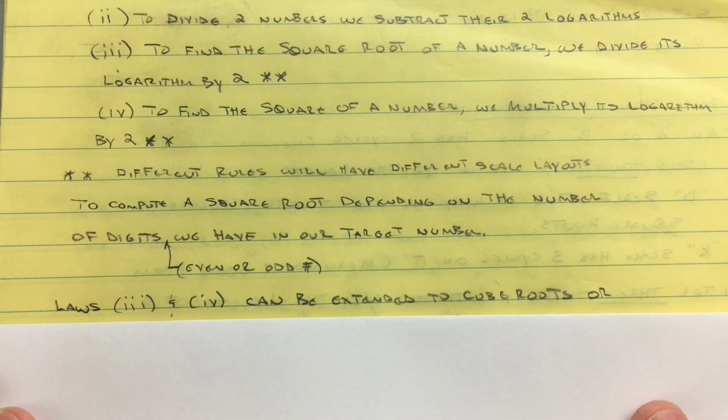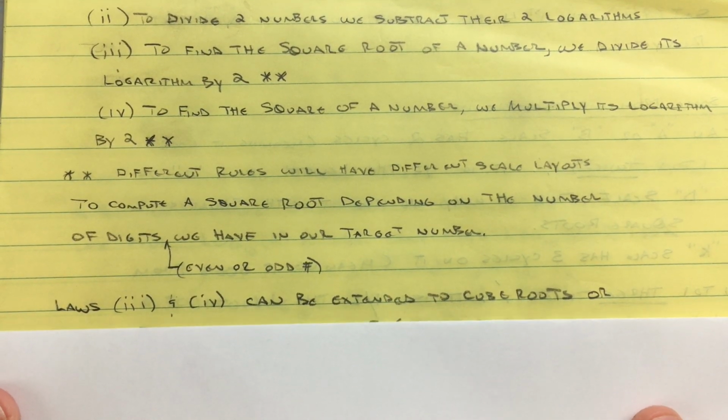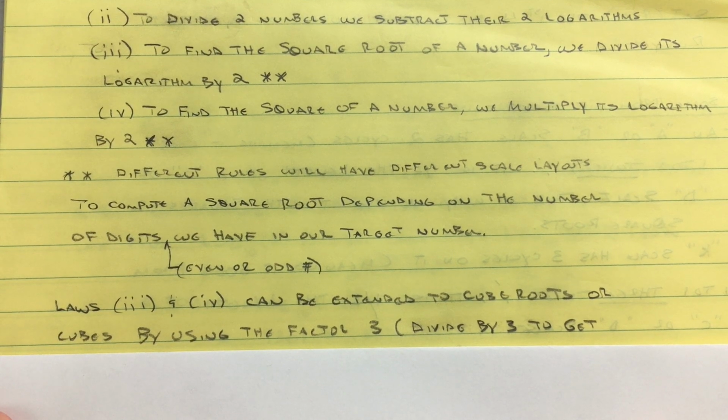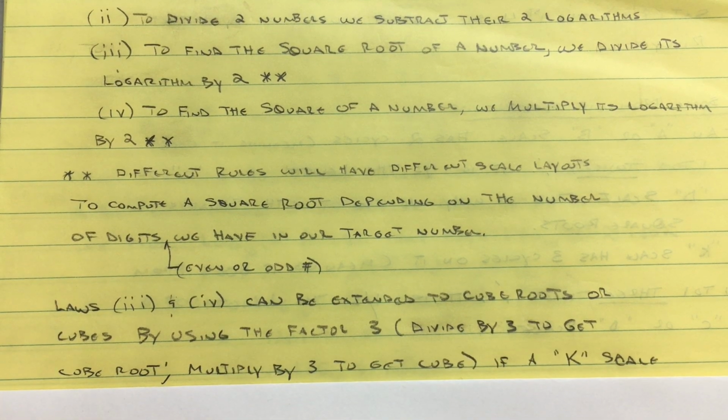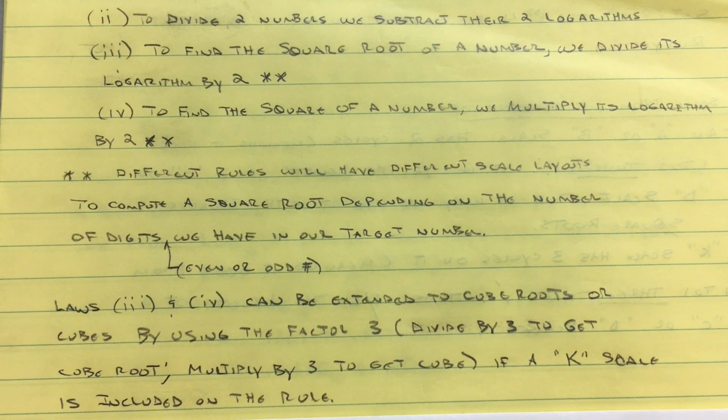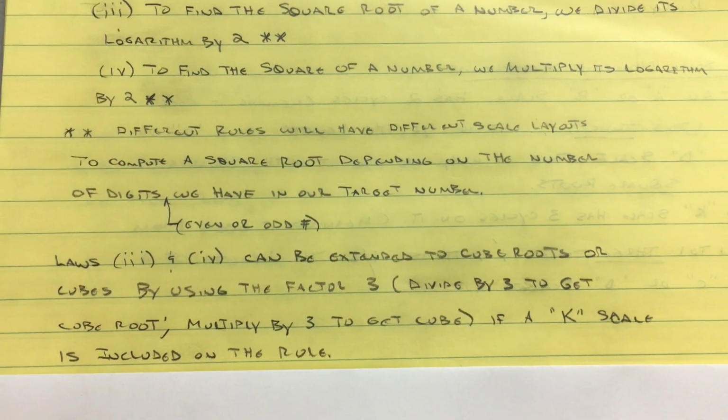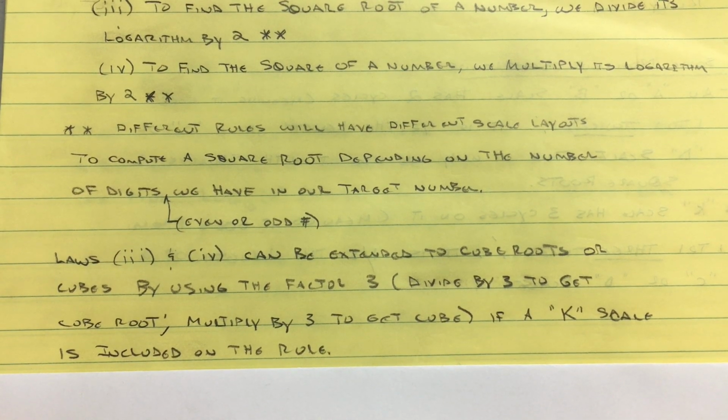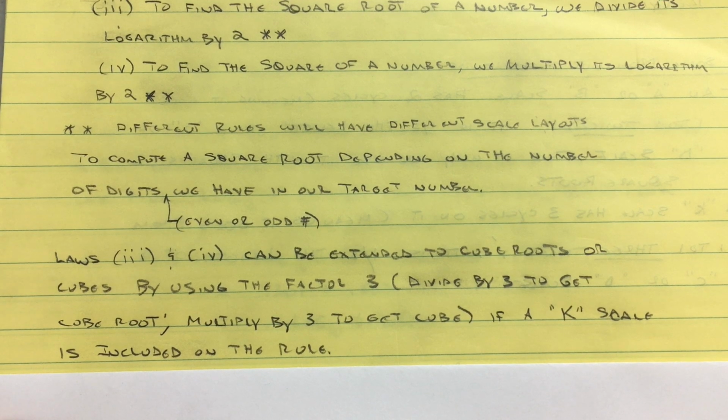Laws 3 and 4 can be extended to cube roots or cubes by using the factor 3. We divide by 3 to get a cube root. You multiply by 3 to get a cube. If a k-scale is included on the rule, and typically on a scientific rule you will have a k-scale, it's generally speaking something that's pretty common within science and engineering.